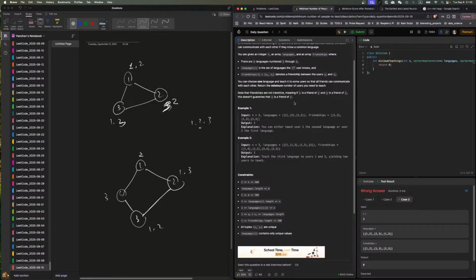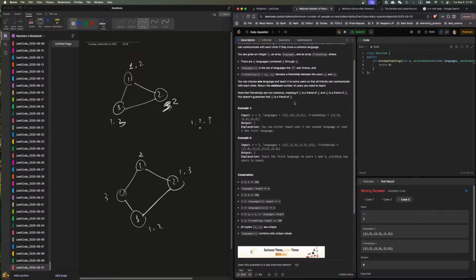If the two don't have a common language, then we just add it. If the two can communicate, then we just leave it alone. If the two cannot communicate, then we just add it. That does make things a lot simpler. So I can implement this. Okay, I can implement this. Maybe that is what it's asking for.